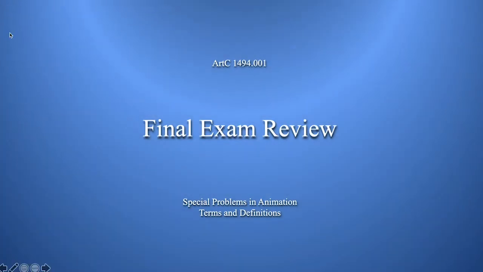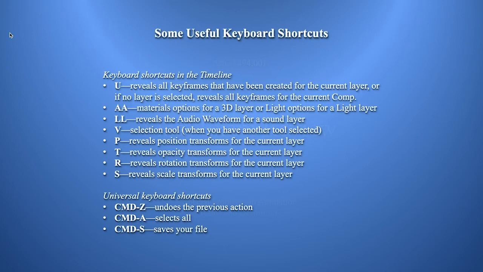This is the final exam review for special problems in animation, terms and definitions. Some useful keyboard shortcuts. The keyboard shortcuts in the timeline. If you press U, it will reveal all keyframes that have been created for the current selected layer, or if no layer is selected, reveals all the keyframes for the current comp.